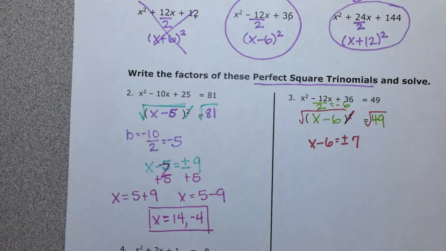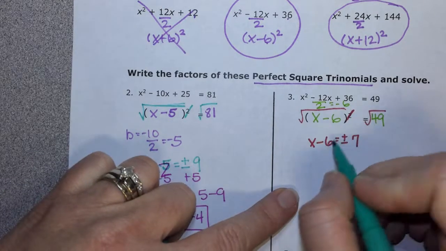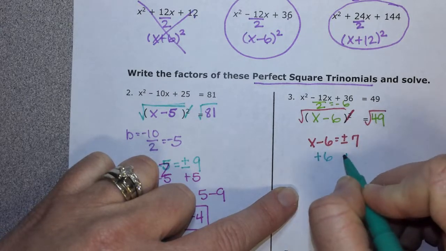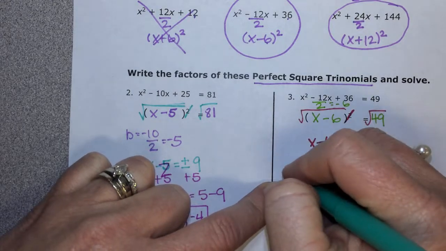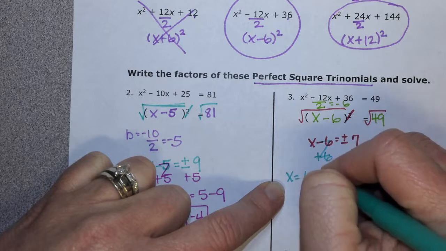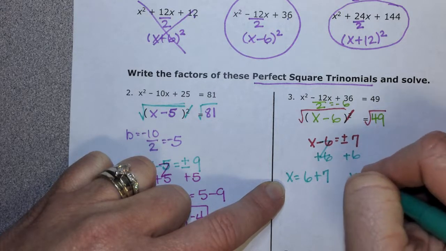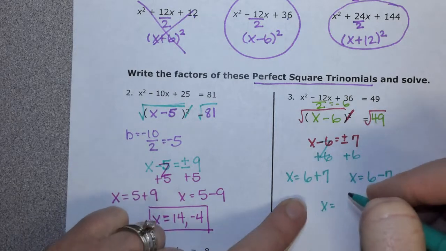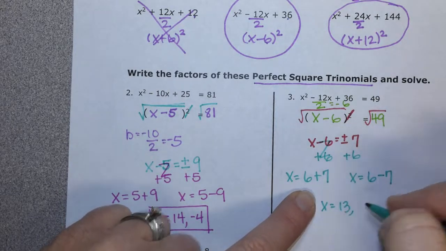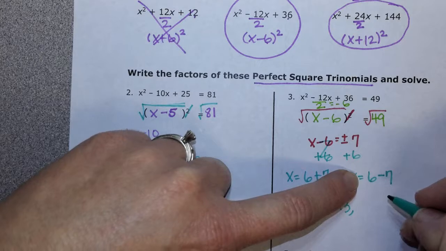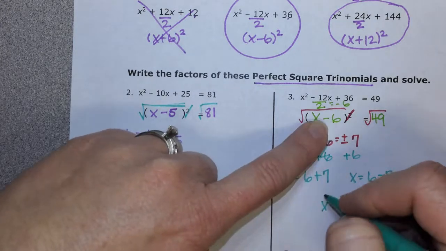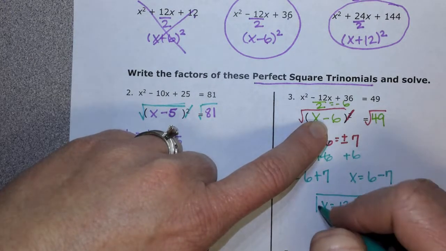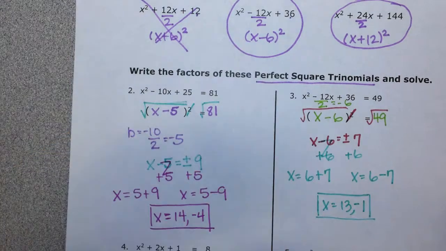And now I just need to add 6 to both sides so that I can solve for x. So I have x equals 6 plus 7 and x equals 6 minus 7. So therefore my solutions are 6 plus 7 gives me 13 and 6 minus 7 gives me negative 1. And those are my solutions.